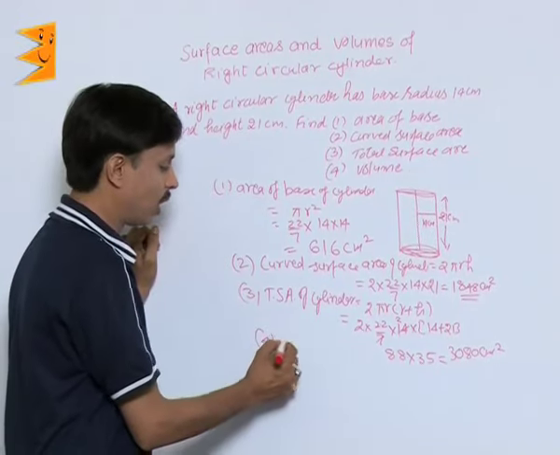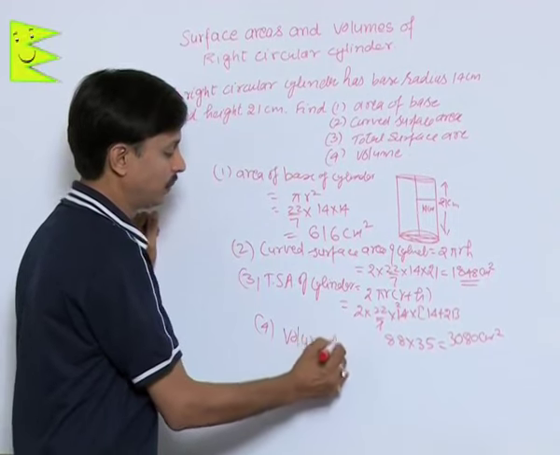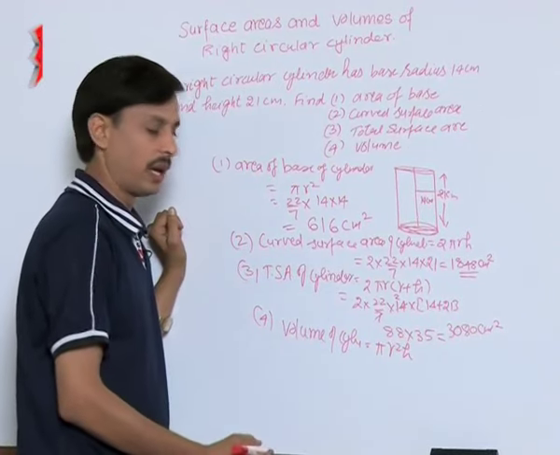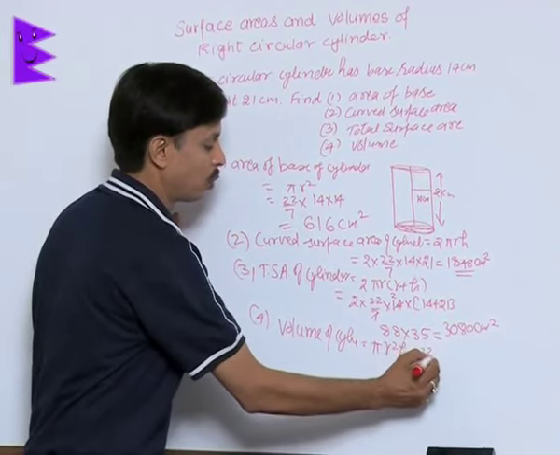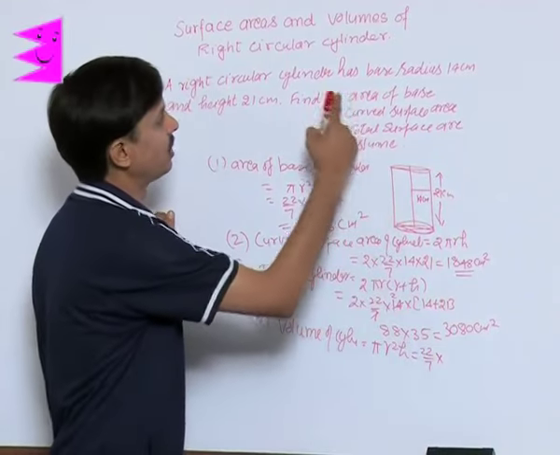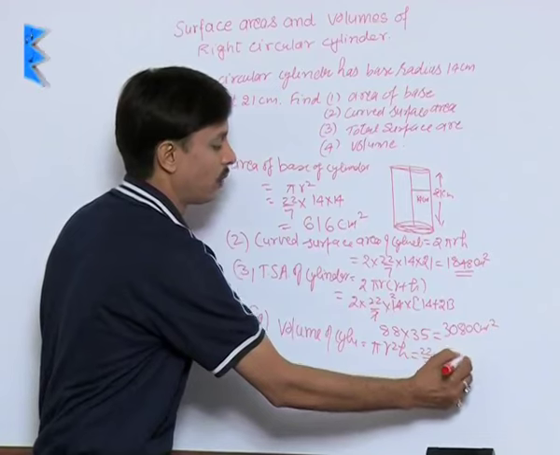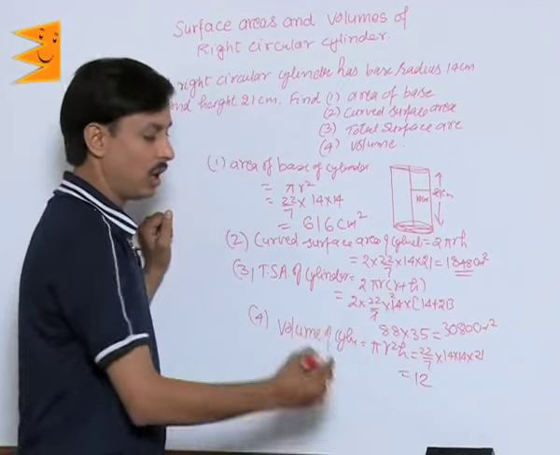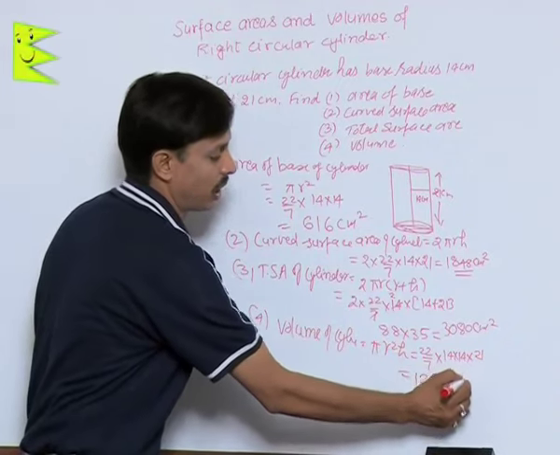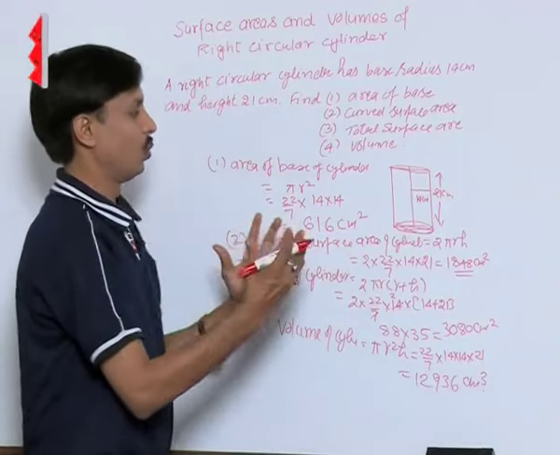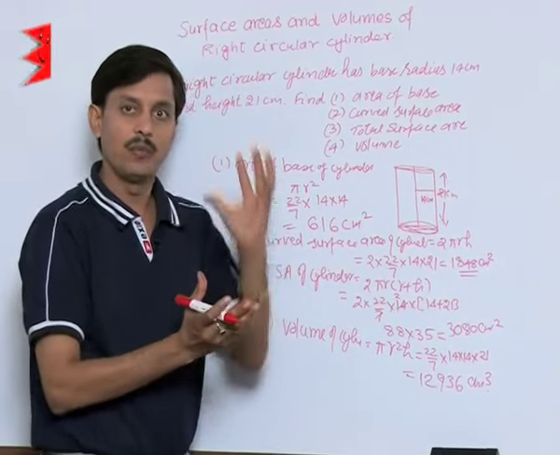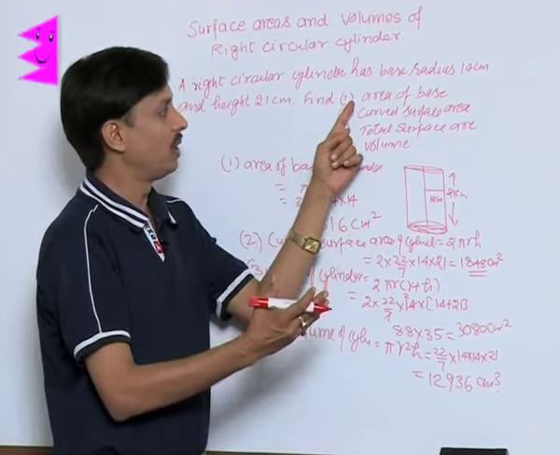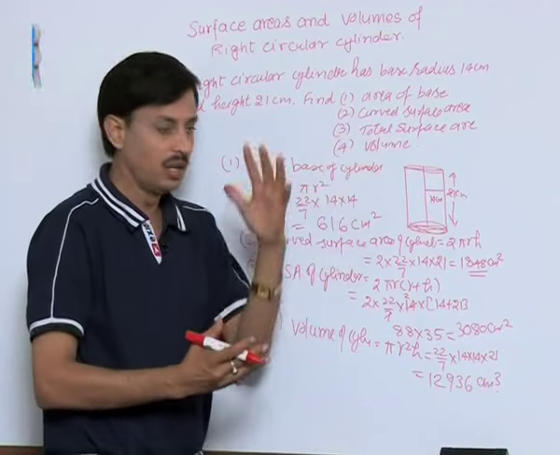The volume of the cylinder is given by the formula pi r square h. So this becomes pi means 22 by 7, r square means radius into radius, that is 14 into 14, into height means 21. The simplification of this gives us 12936 centimeter cube. So this is the question where we have applied the radius and height directly to find area of base, CSA, TSA and volume.